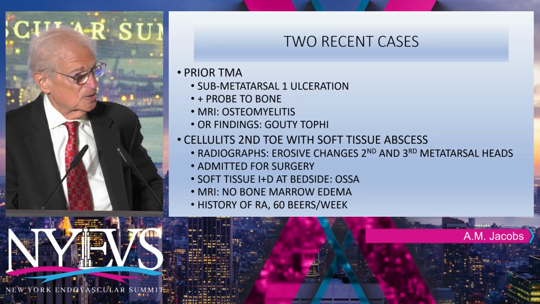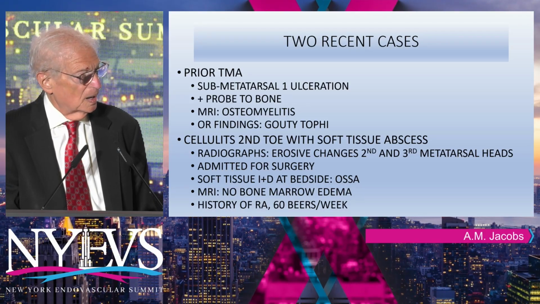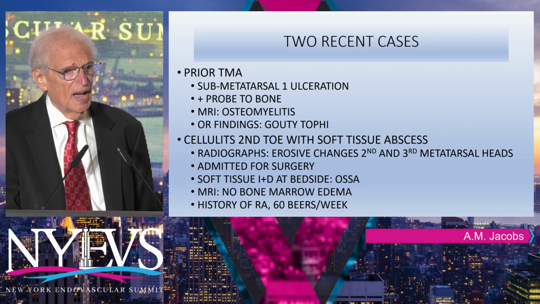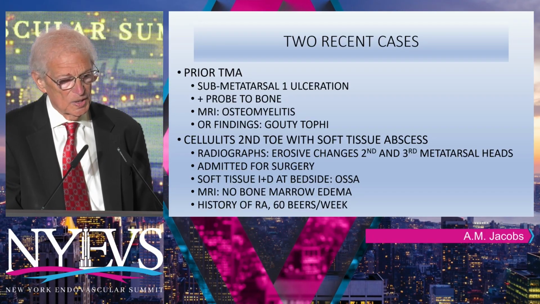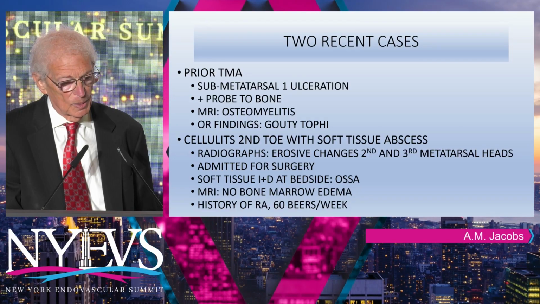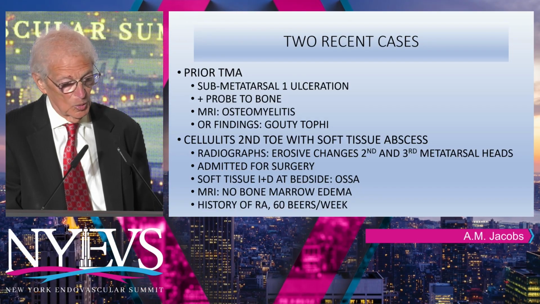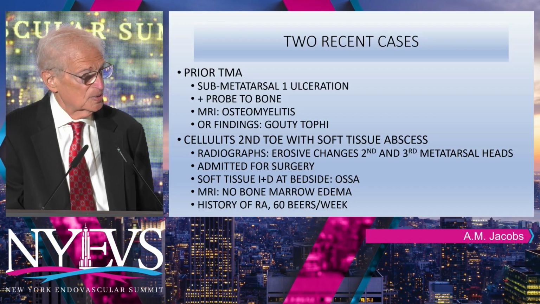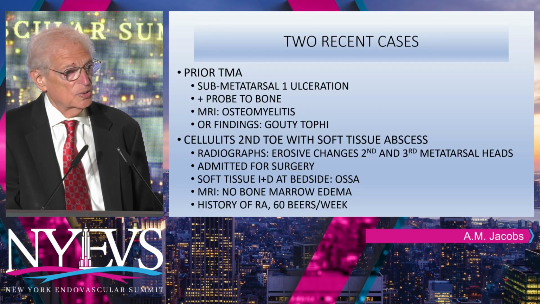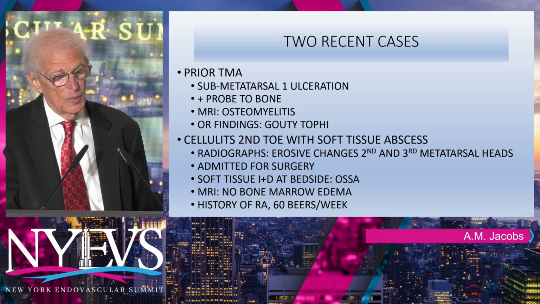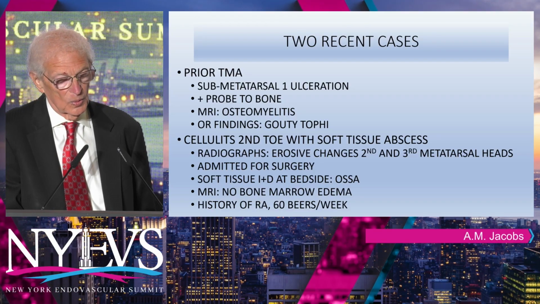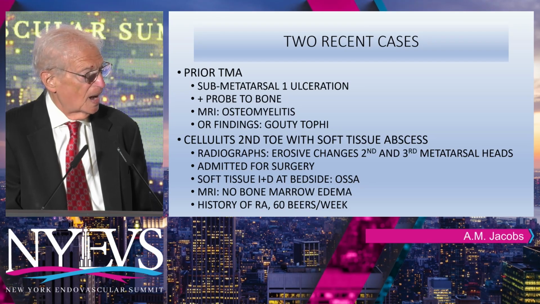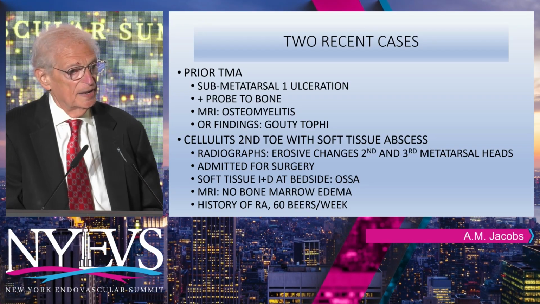Here are 2 recent cases I had. One is a middle-aged patient. He had a TMA done elsewhere, and they did it through the metatarsophalangeal joints. Rather large individual. He comes in with an ulcer sub 1, positive probe to bone test. I got an MRI. It came back osteomyelitis. I took him to the OR, assuming it was osteomyelitis. We made a dorsal incision, and all this gouty crystalline material was there. It was a tophus, and it was actually gout, and the patient looked like they had an infection.